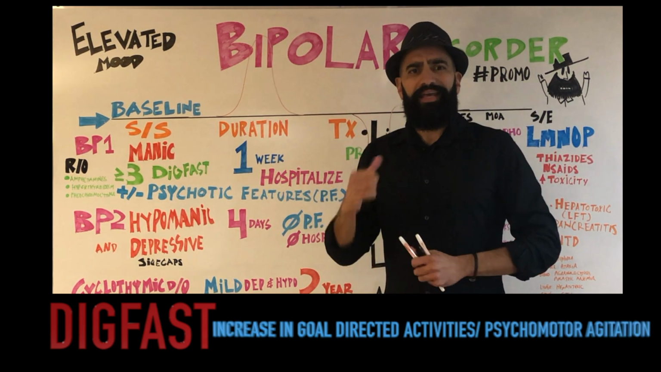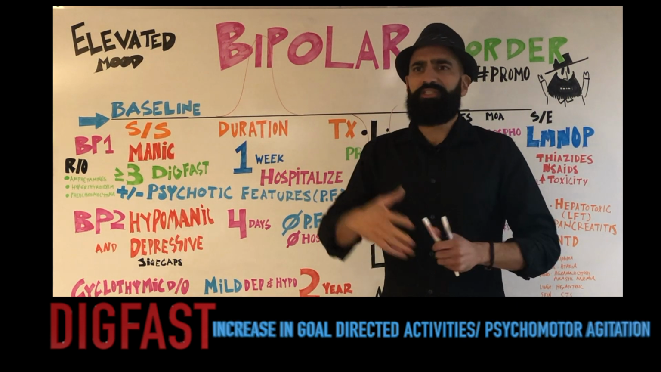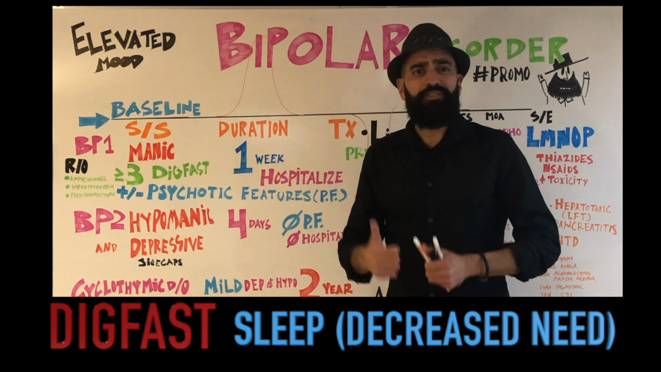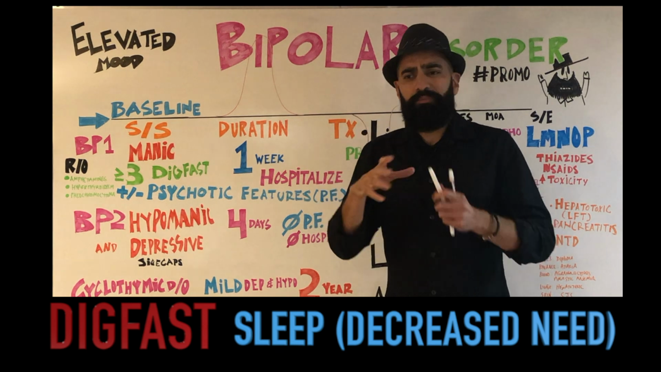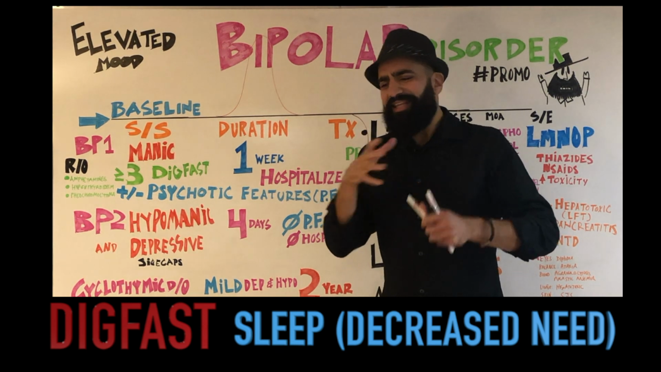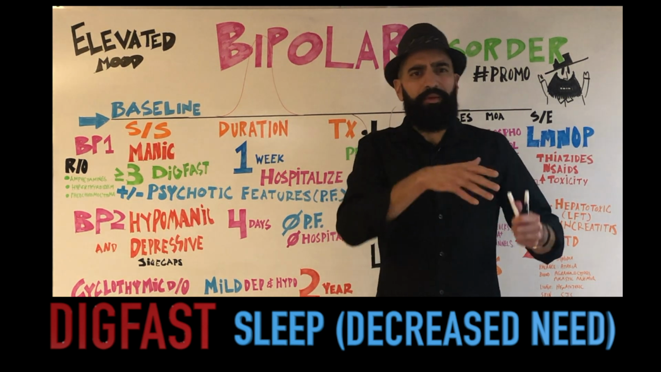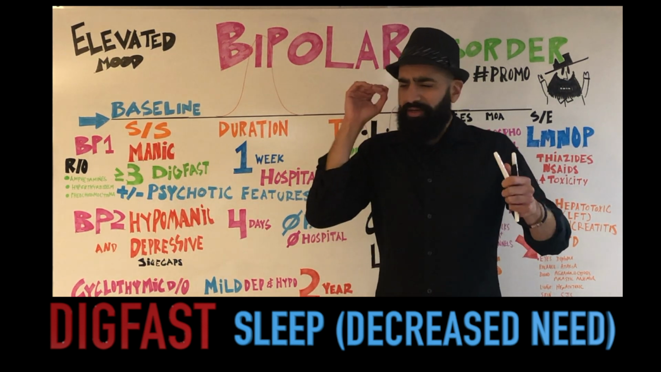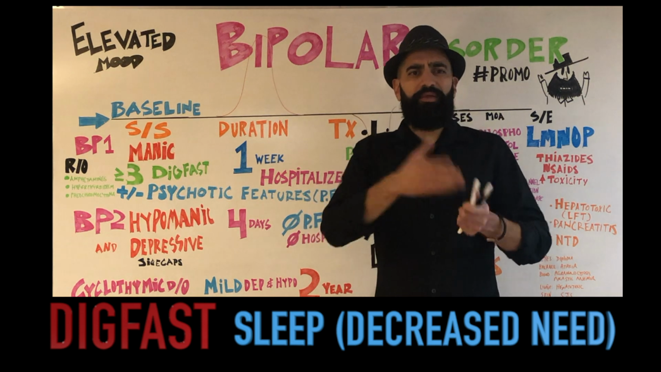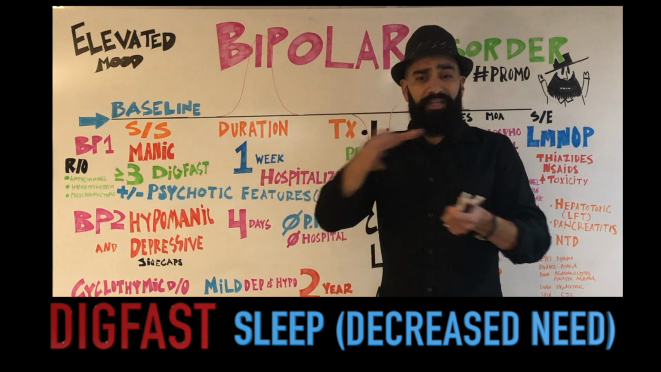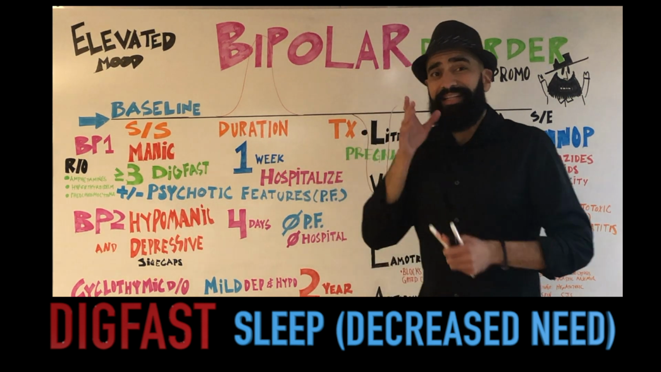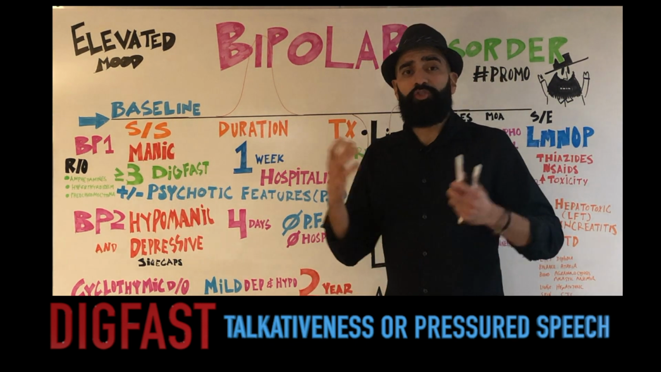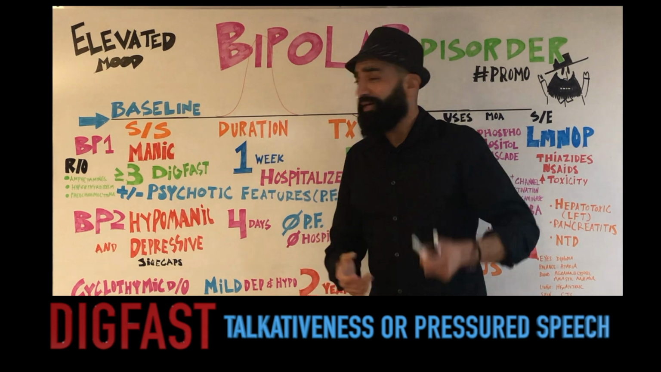A stands for goal-directed activity as well as psychomotor agitation. S stands for lack of sleep. This person is not necessarily getting a lack of sleep, but they don't really need to sleep that much. Like 2, 3, 4 hours, and they're up the next day just pumping, working out, running around, getting what they need to do because they have a flight of ideas going on at the same time. And the letter T, talkative, very talkative, pressured speech. So make sure you remember that mnemonic, DIG FAST.